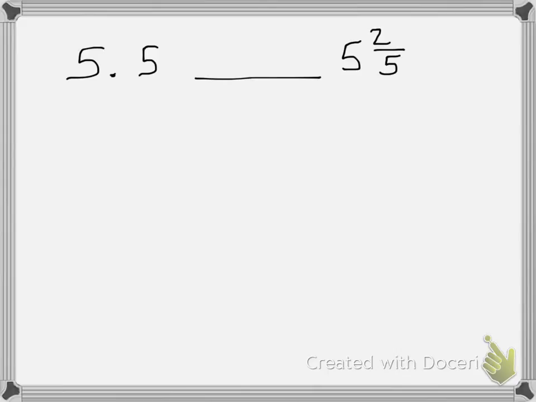The first thing I notice is that both of these numbers have a large whole number right out here in the front. They both have a 5. So I don't even really need to worry about that when I'm trying to compare them. They both have that 5. So really what I'm comparing here is this 0.5 and this 2/5. So we know that it's pretty easy now to convert a fraction into a decimal.